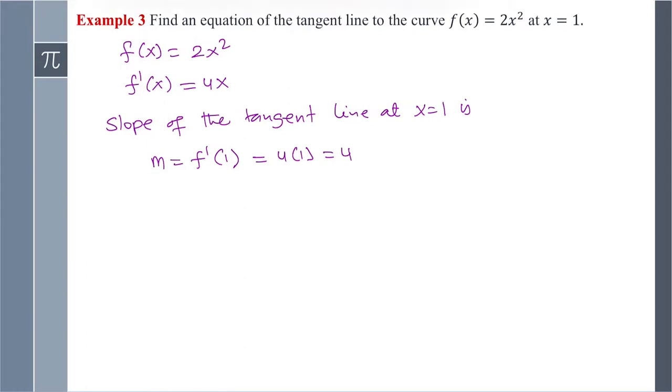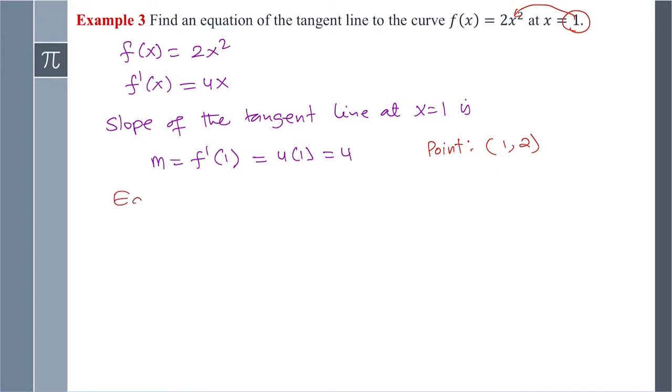Now, the point where we are finding the tangent, the point of tangency, has the x value, which is 1, and the y value, when you plug that in here, we get 2. Okay, so that's the y value. Now let's go ahead and find the equation. So we will use the point slope form of the equation.